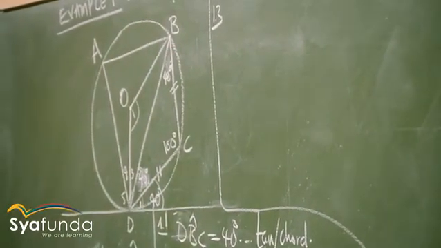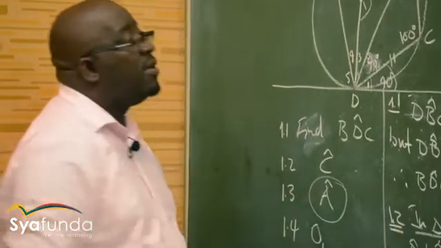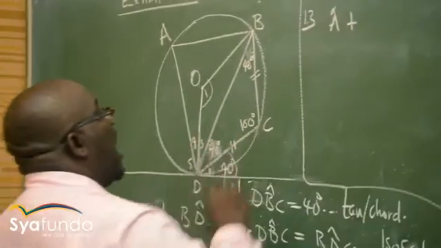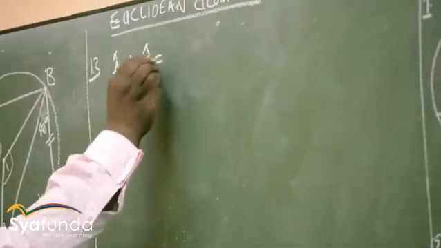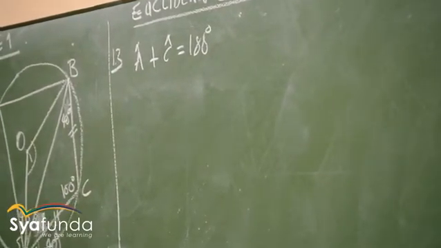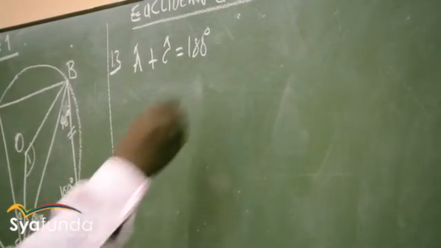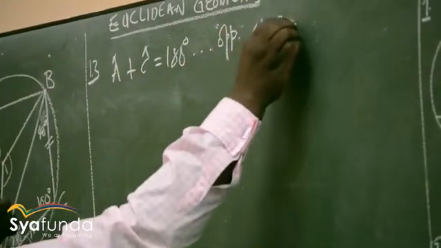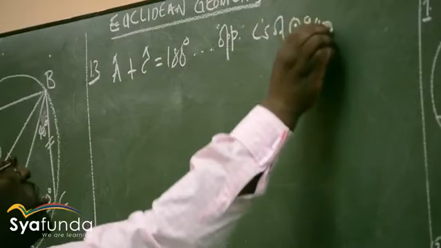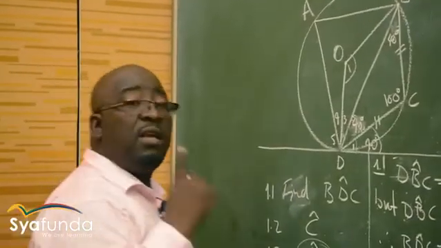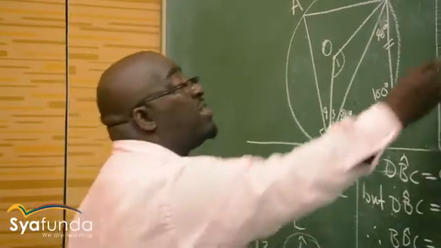What are we looking for here? We're just looking for angle A. But we know that angle A plus angle C is equal to 180 degrees. Why are those two the same? Because we've got opposite angles of a cyclic quad. They are supplementary. Now, do we have angle C? Yes, we do have angle C. What is the value of angle C?